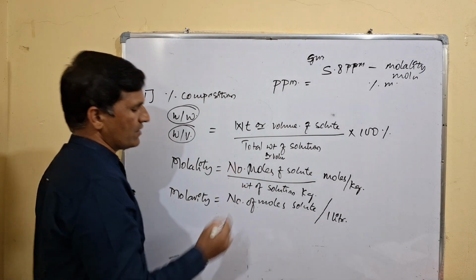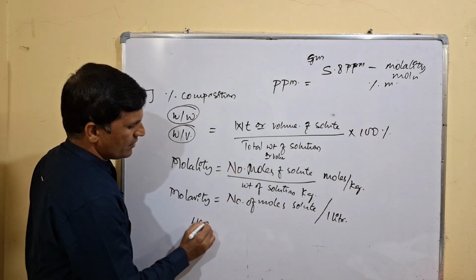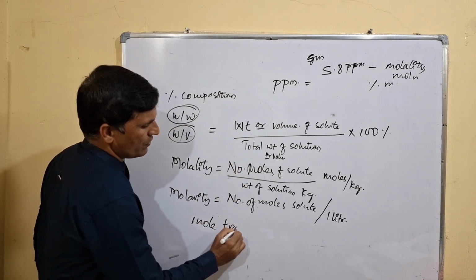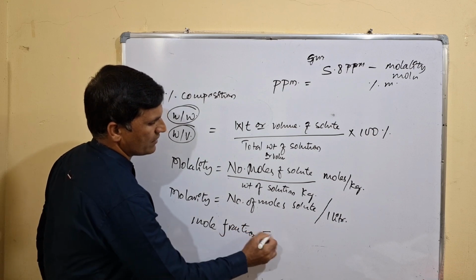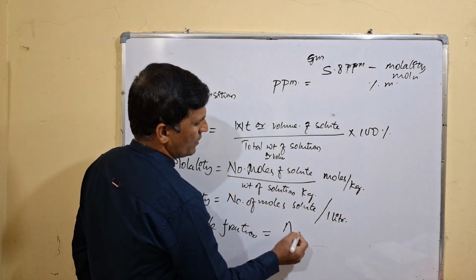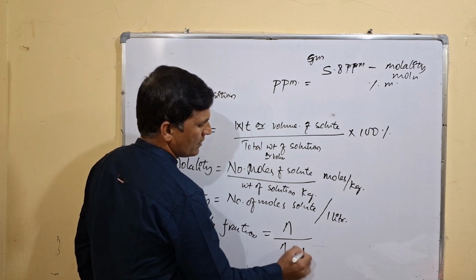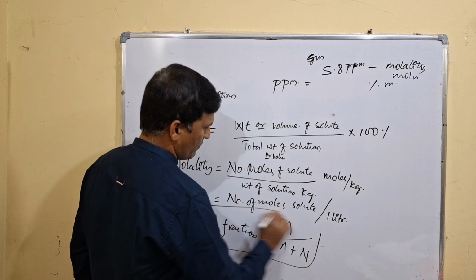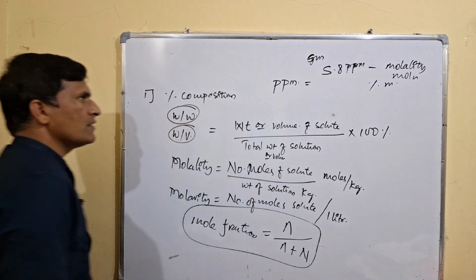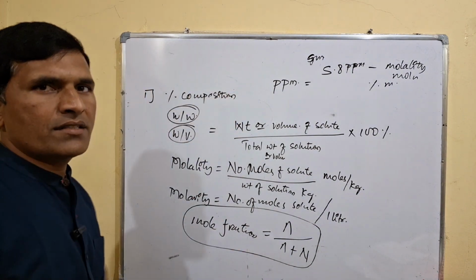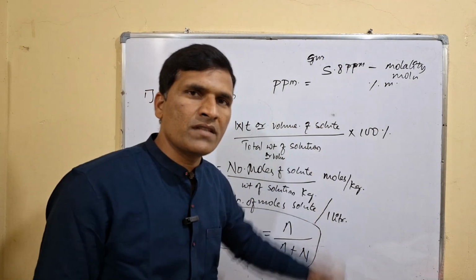Then mole fraction is there, very important. On mole fraction also you will be getting problems, and mole fraction is equal to number of moles of solute divided by total number of moles of solute plus solvent. Okay, so this formula you should remember. And this is all about expression of the concentration. We are expecting problems on this.